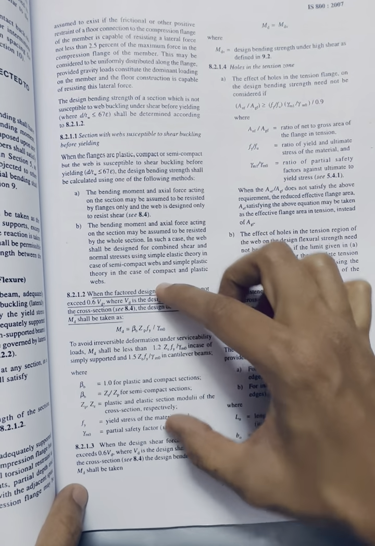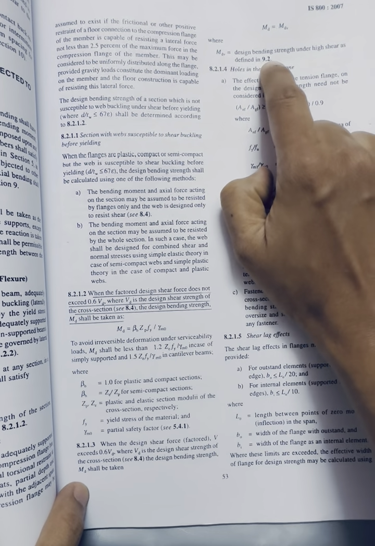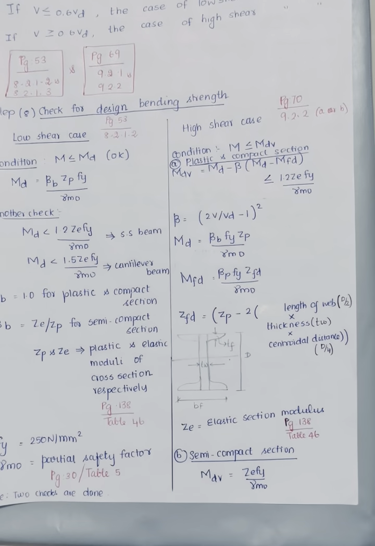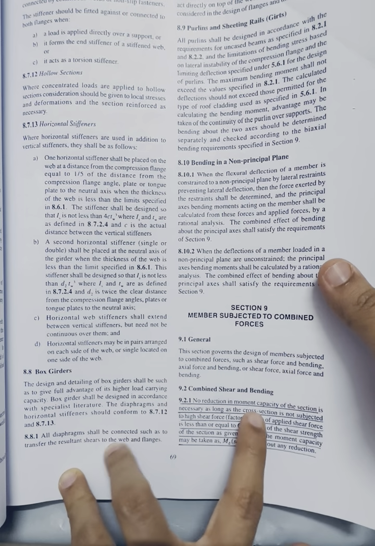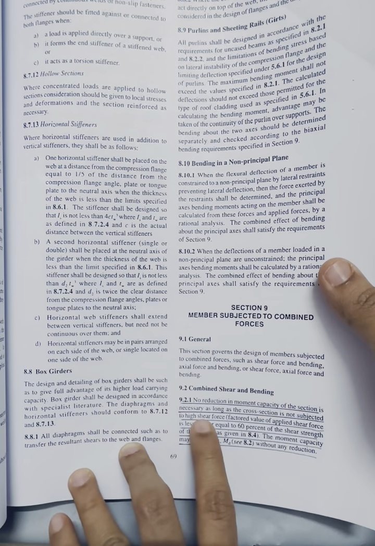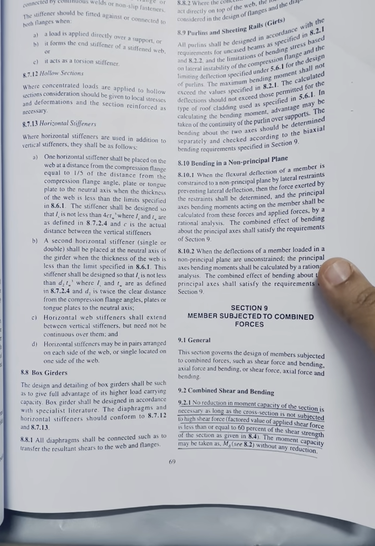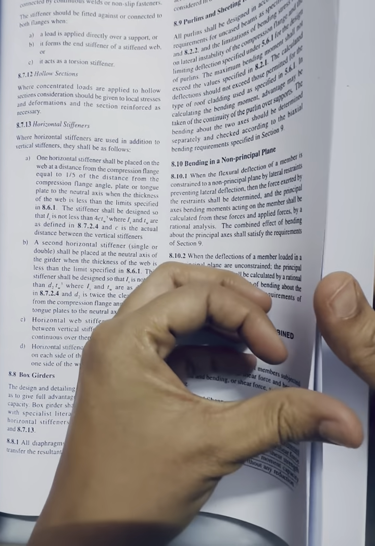This is the low shear, and when this condition exists, we have to move to high shear, and it is available in clause 9.2. Where is 9.2? It is available on page number 69. If you go to page number 69, again it is repeated. No reduction in moment capacity of the section is necessary as long as the cross section is not subjected to high shear force. There is no reduction needed. But if it exceeds, then we have to go for this high shear condition.